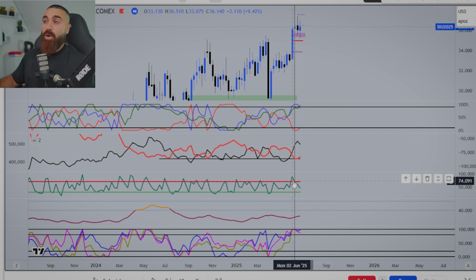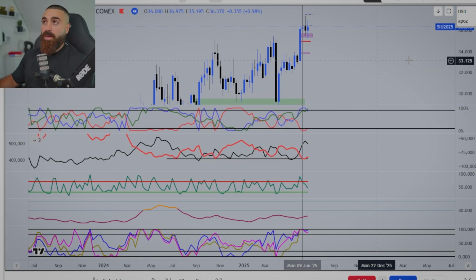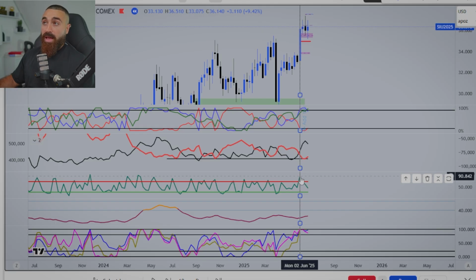Second step is, what is everybody doing? This is the sentiment, all right? This is what everybody is doing, and we always want to do the opposite. Over here I have that it is overbought, as we can see, so everybody's bullish on this market, which means I want to sell it.